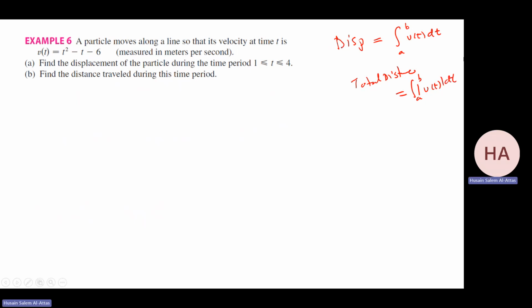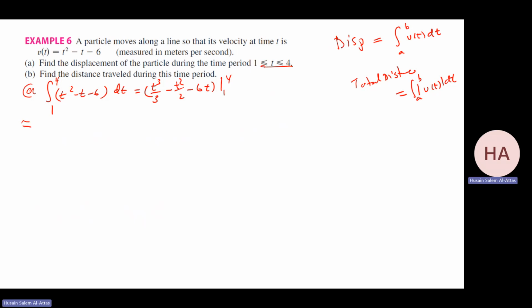Okay, let us do this problem. So part A, displacement, right away. We'll do the integral from 1 to 4. So I have t squared minus t minus 6 dt, which is what? T cubed over 3 minus t squared over 2 minus 6t from 1 to 4, which is what?